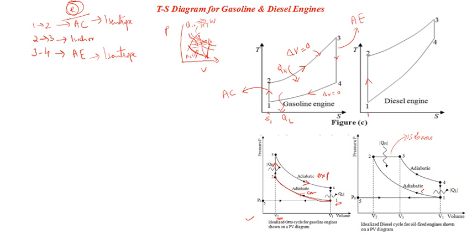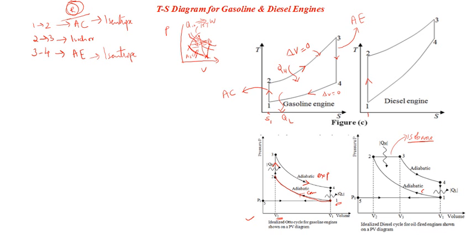1 to 2 is shown to be isentropic because it's adiabatic compression. Now 2 to 3 in the PV diagram, you can see it is shown to be isobaric.